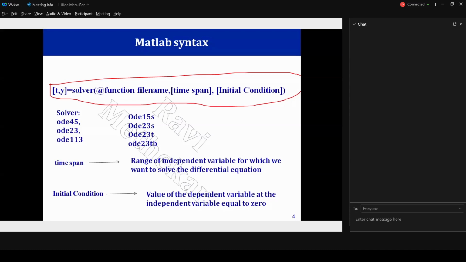So as I explained, the time span is the range of the independent variable for which we want to solve the differential equation. The initial condition is the value of the dependent variable at the independent variable equal to 0. So this is the syntax.